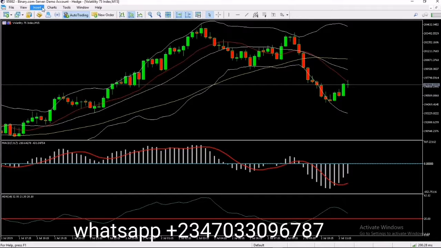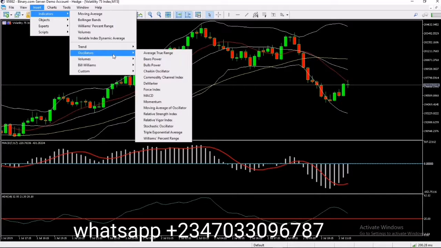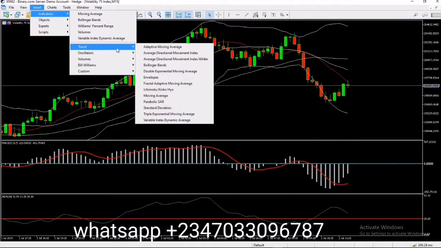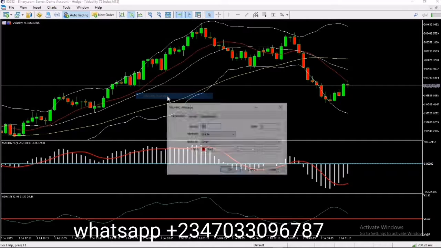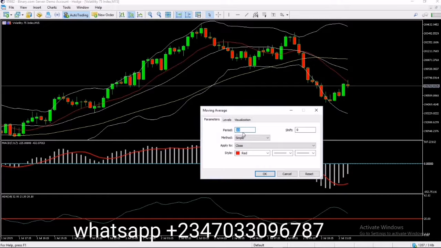Then the red is a moving average 13. You come to Insert again, go to your objects, and moving average is under Trend. When you click on moving average, this red is 13, so you change your period to 13. You choose Simple, apply to Close, and choose red. Then click OK, but I've already applied it, so I don't need to do that.